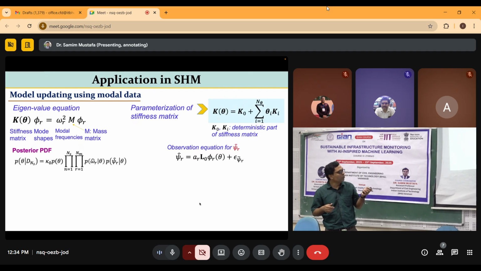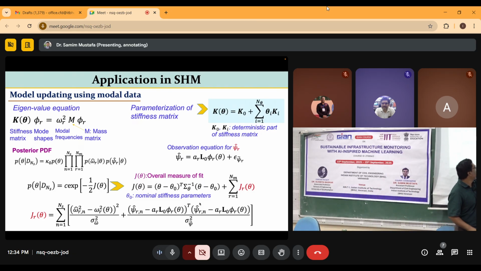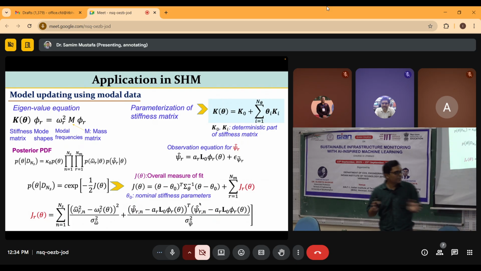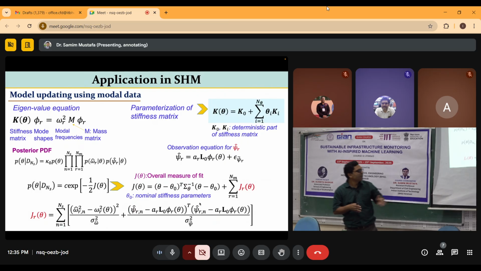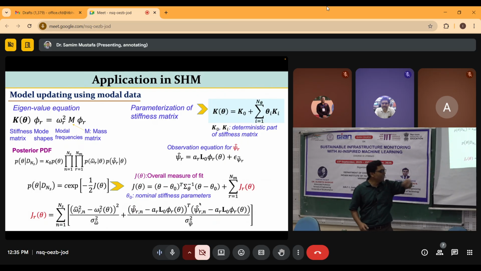Okay, so you have to model this using Gaussian. You can model, okay, so that will give you this type of equation. You see, this is the difference between the square of the natural frequency. This is the observed, and this is the model prediction. Similarly, this is the mode shape coming from the observed, and this is the mode shape component coming from the model prediction. So then you just minimize this and get your updated theta, by minimizing this equation.